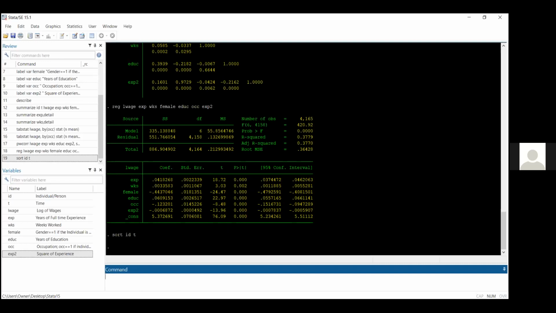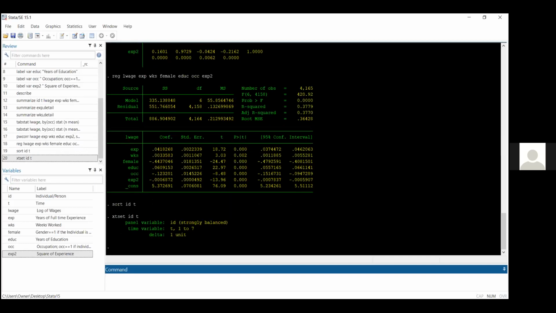For panel data sets, I just want to inform you that whatever I'm going to do going forward is only panel data estimation. So it is xtset. You have to start by ID, which is the cross-sectional dimension, and then by time, because it is N and T. From this step forward, you can now start running your panel data estimations. And what we are seeing here is panel variable: ID, strongly balanced.